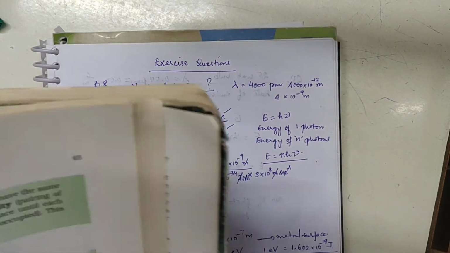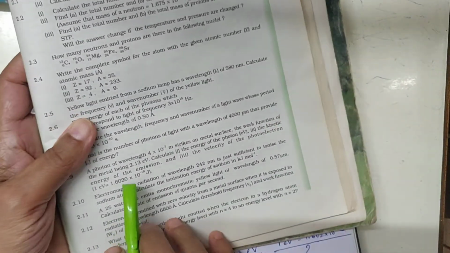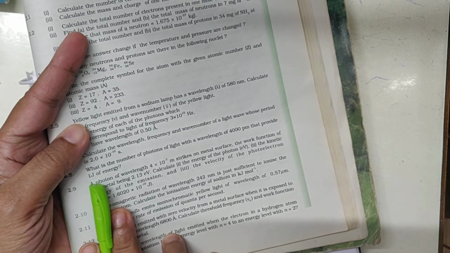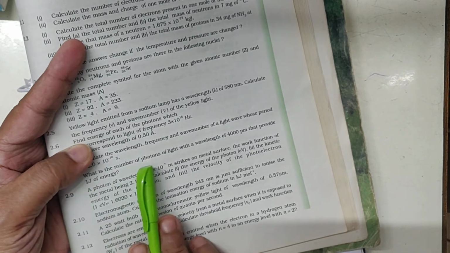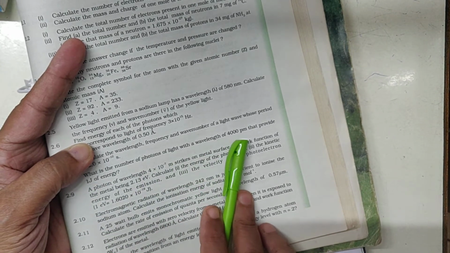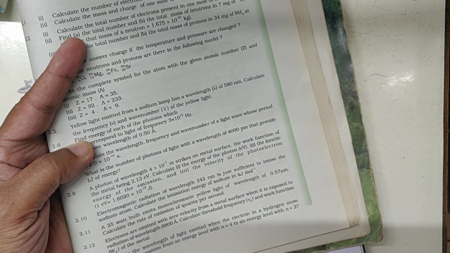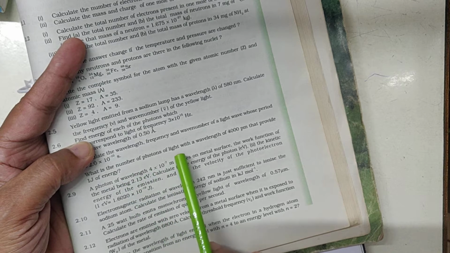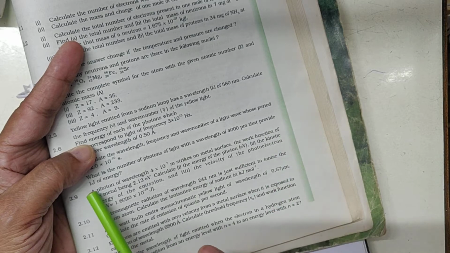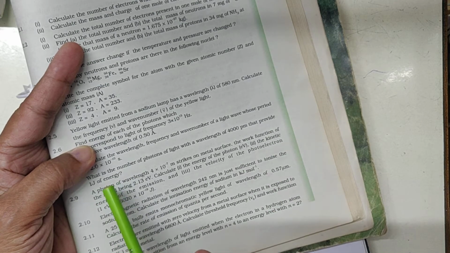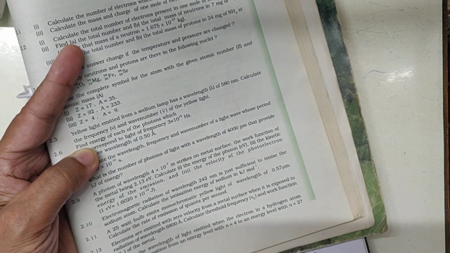Yes, children. So let us see a few exercise questions now. First I'm going to talk about question number 8. What is the number of photons of light with a wavelength of 4000 picometer that provide 1 joule of energy? That is, 1 joule of energy will be provided by how many photons if its wavelength is this? That is what the question is.